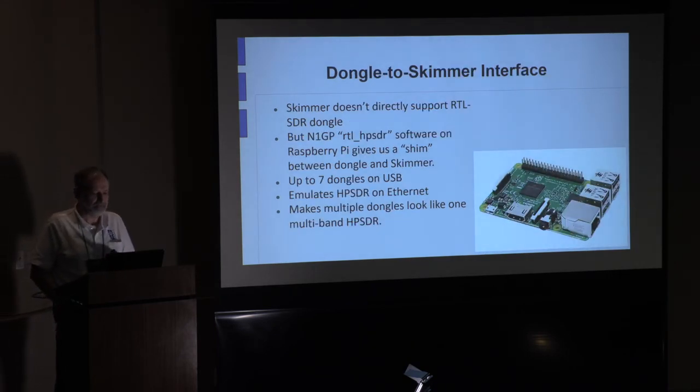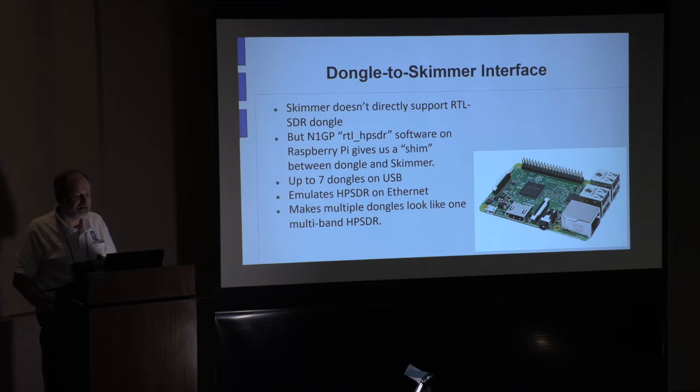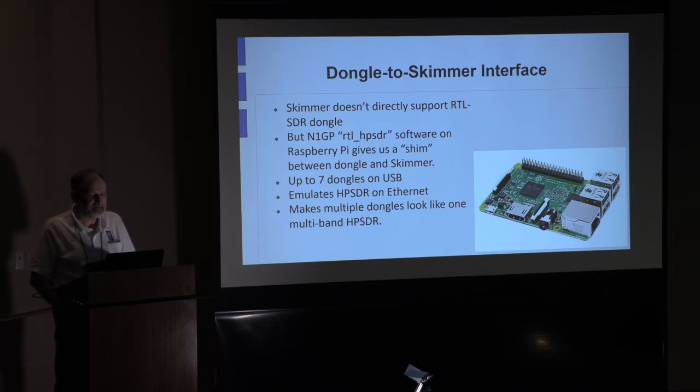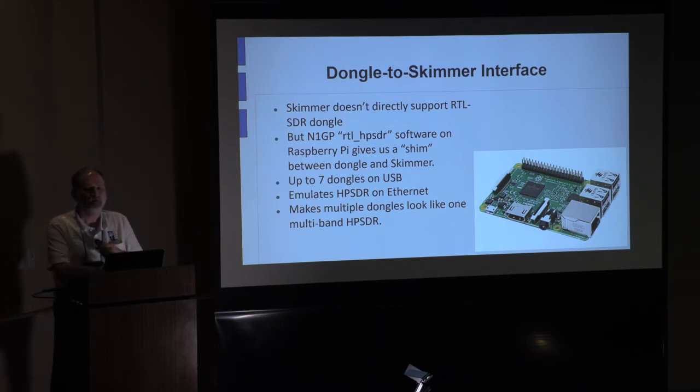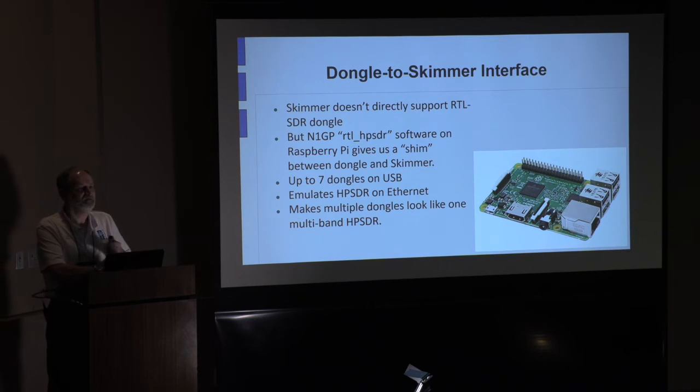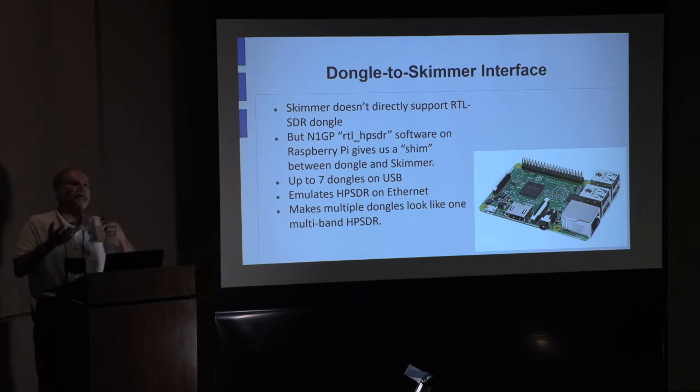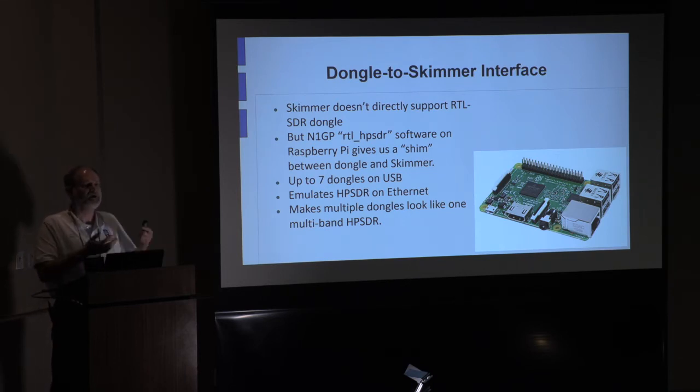Well, it turns out that there's a fella in New England, N8UR. He's more of an HF contester, but he had started working on software for a Raspberry Pi that would let a whole bunch of RTL dongles plug into a single Raspberry Pi on the USB ports, come out on the Ethernet port looking like an SDR radio with 7 bands. And the CW Skimmer can talk to that.